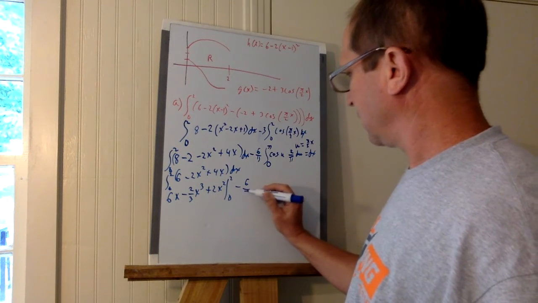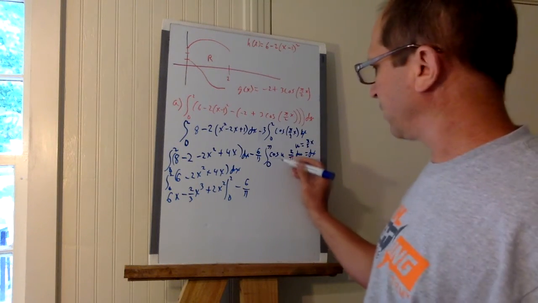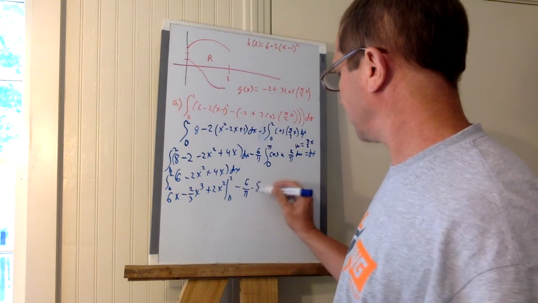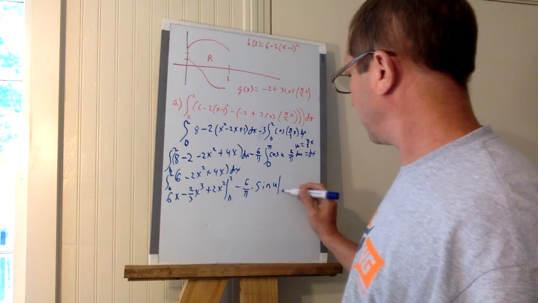Now this is the good news because we get rid of a lot of this nasty stuff. The antiderivative of cosine is positive sine. So we get times the sine of u from 0 to pi.